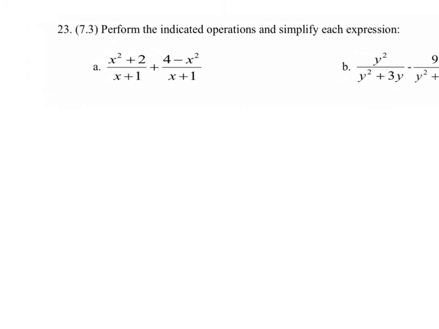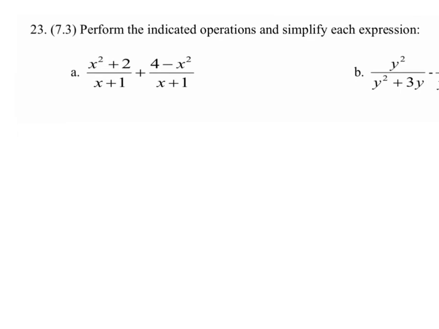So if we look at example A, if I combine this into a single fraction, this is an addition problem. We don't have to worry about distributing a negative. I'm just going to write all of my numerators over one denominator. If we combine our like terms, my x squareds cancel and I am left with 6 over x plus 1. This does not simplify, and we can't factor it anyway. This is going to be our final answer.